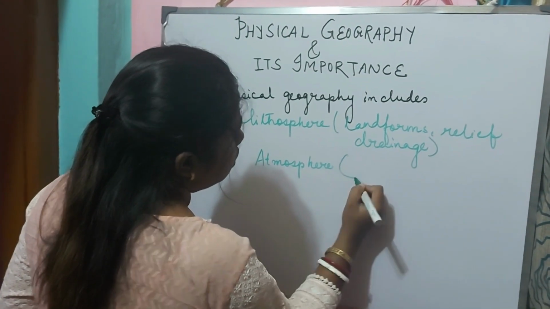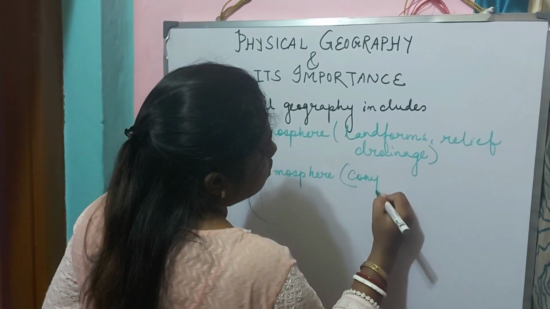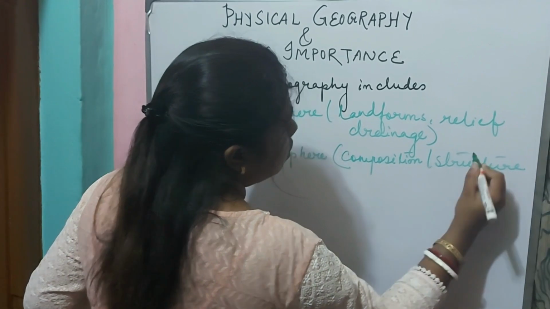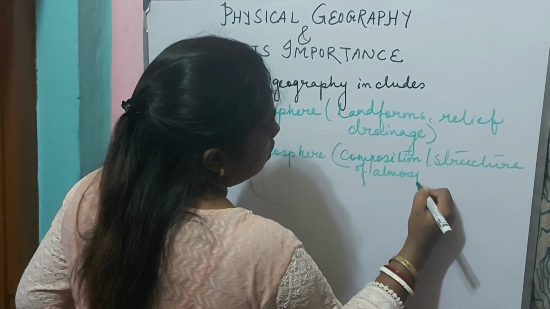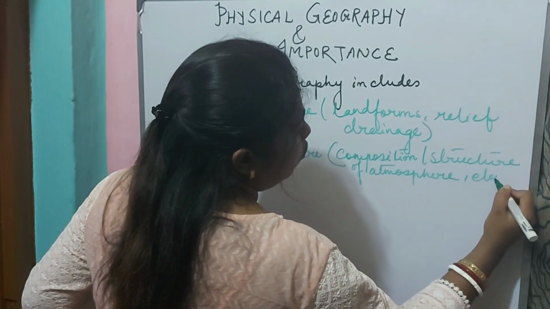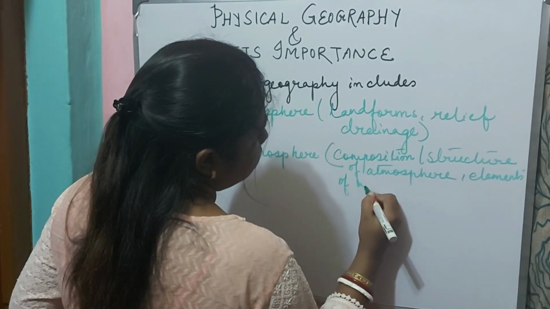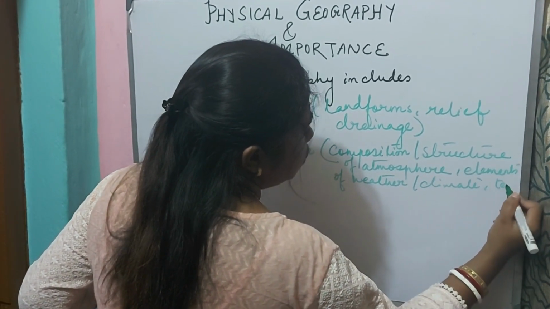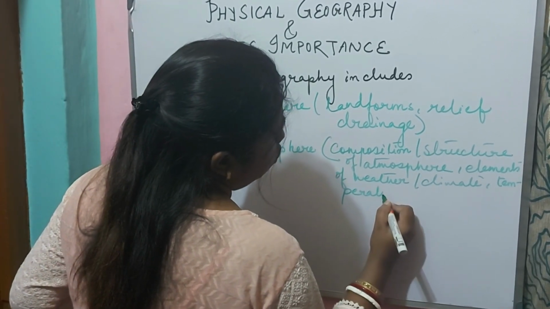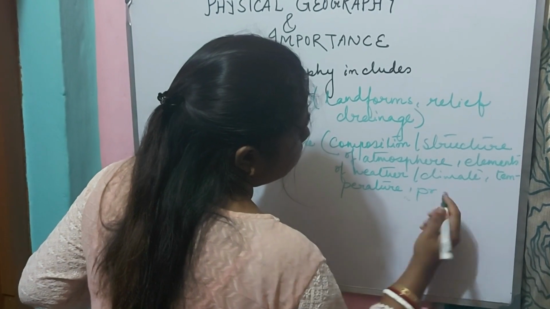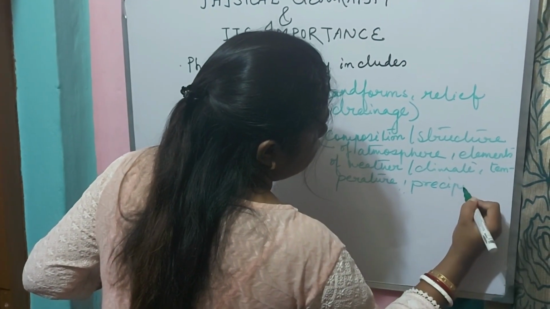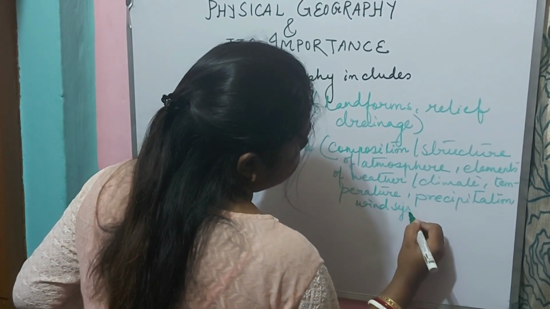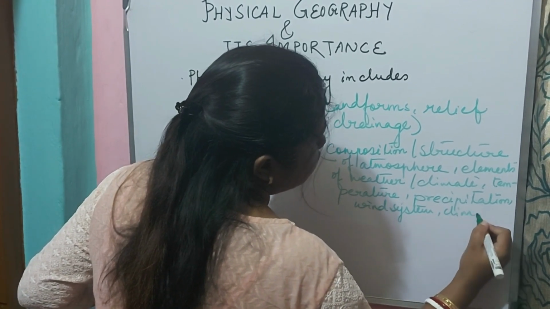It is related to the atmosphere, meaning composition, structure of the atmosphere, elements of weather and climate, temperature, precipitation, wind system, different climatic types.